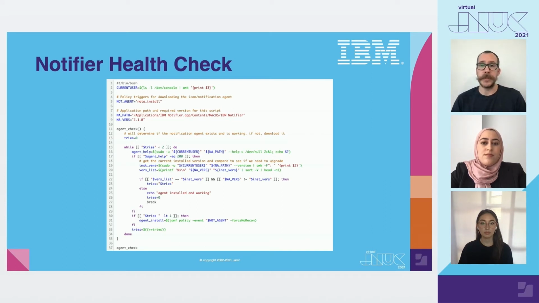Identical versions for the installed application and defined minimum version will also break out of the loop at lines 25 to 27 as IBM Notifier is compliant and ready for use. If we failed the version check, the next step is to attempt an install by calling the Jamf binary with our event trigger on lines 30 to 32.